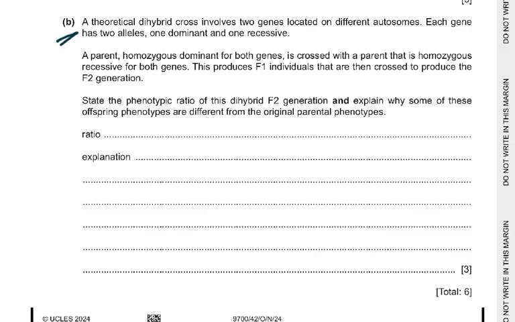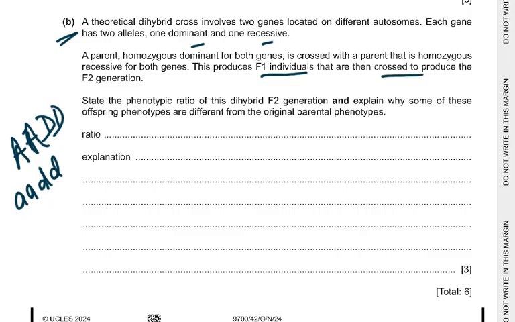Part B, a theoretical dihybrid cross involves 2 genes located on different autosomes. Each gene has 2 alleles, one dominant and one recessive. A parent homozygous dominant for both genes is crossed with a parent that is homozygous recessive for both genes. So DDAA, this will be homozygous dominant for both genes, is crossed with aadd, a parent that is homozygous recessive for both genes. This produces F1 individuals that are then crossed to produce the F2 generation. So the F1 generation is all going to be this.